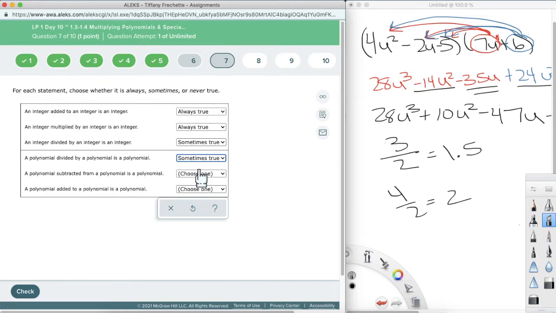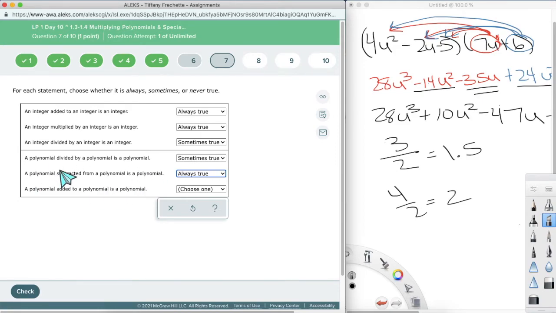A polynomial subtracted from a polynomial is a polynomial. And I'm going to say always true on this one. The only thing, and this one might actually be my downfall here, is it kind of depends on if something cancels out, and then it cancels down to a monomial. So I'm going to assume they're not including that, but that could be actually the situation where this would become a monomial.